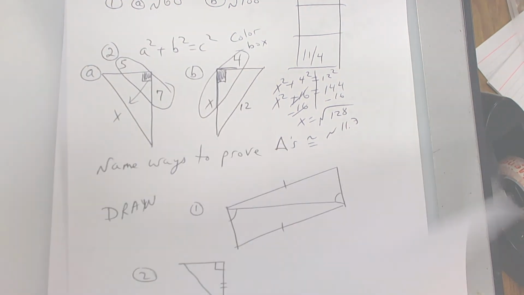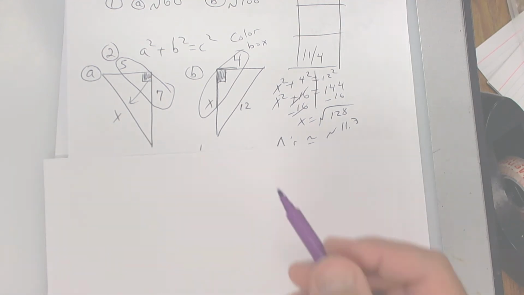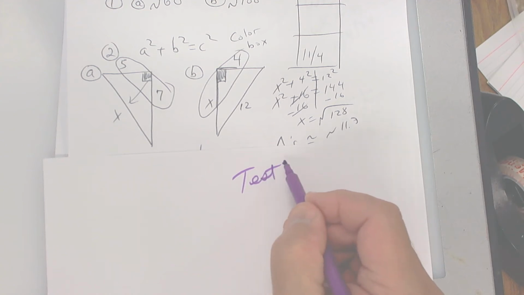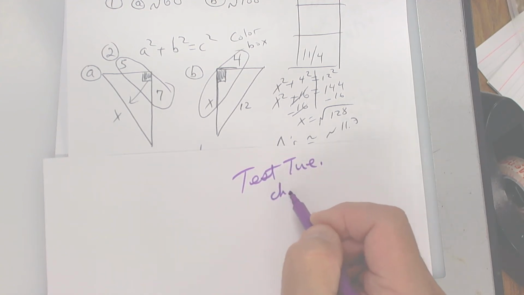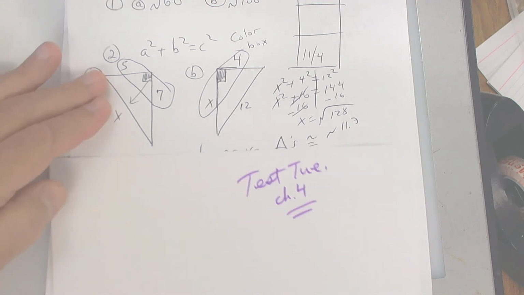That's part 2 on your worksheet. And by the way, before I go any further, you have a test on Tuesday. Chapter 4. Write that down and tell your parents. All right, let's go on.